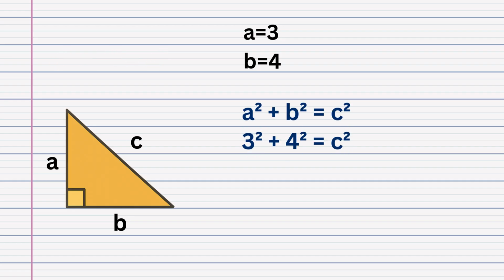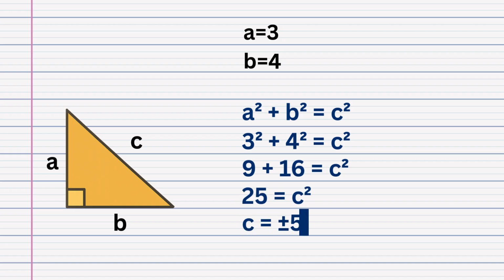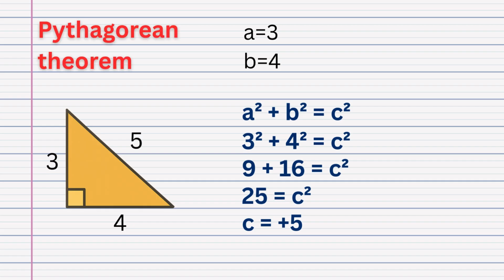3 squared plus 4 squared equals c squared. That means 9 plus 16 equals c squared, so c squared equals 25. Taking the square root gives c equals plus or minus 5, but in geometry we only consider the positive value, so c equals 5. This is called the Pythagorean Theorem. It shows the relationship between the sides of a right triangle.